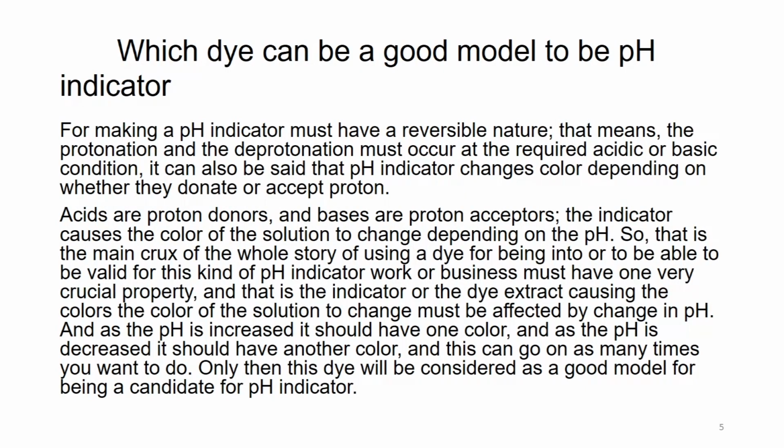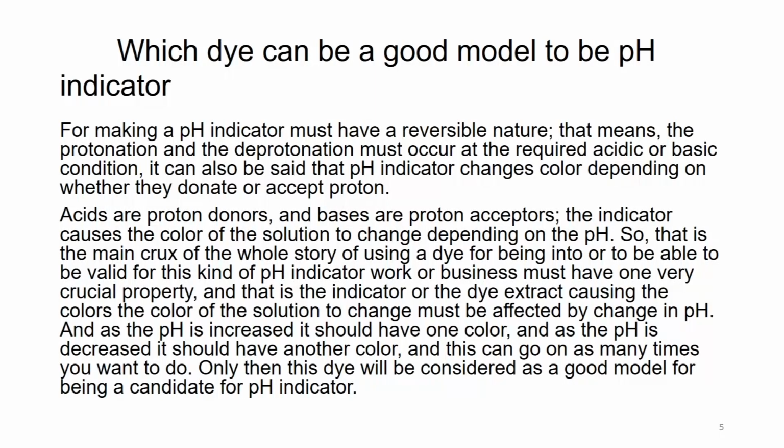The main crux is that once you protonate, that means you add a proton source, and acid is a proton source, it should give a particular color, and when a base is added and the solution becomes basic, it should give another color. That is the main crux of this pH indicator work.